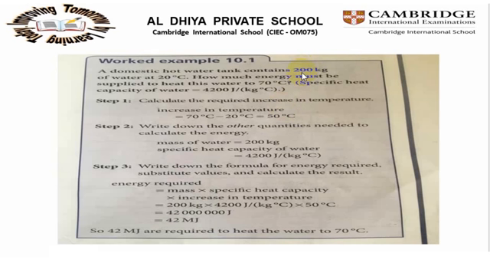So by multiplying 200, which is the mass, by the 50, which is the change in temperature, by the specific heat, which is 4,200, the energy required will be 42 megajoule. Mega means 10 power 6, okay? Or 42 multiplied by 10 power 6 joule.